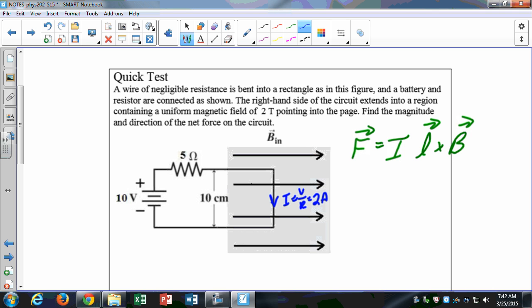What's my force? You know everything, right? Courtney, you were about to say it, weren't you? What's the force? Oh, you haven't got it yet. Okay. You might have the force, Harley. I know my current is 2 amps. The length of the wire and the magnetic field is given to us right here.